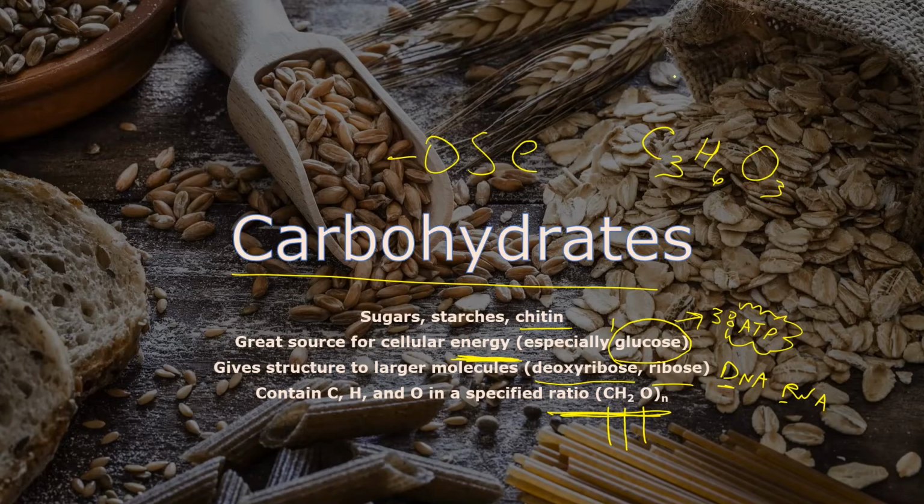It's always this way. It's always in the specified ratio. So do another one if you want. If there's a C4, I would have O4 because I know it's going to have the same number of oxygens and then double the number of hydrogens. C4H8O4 is also a carbohydrate.